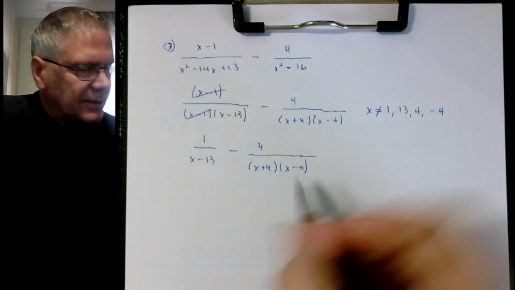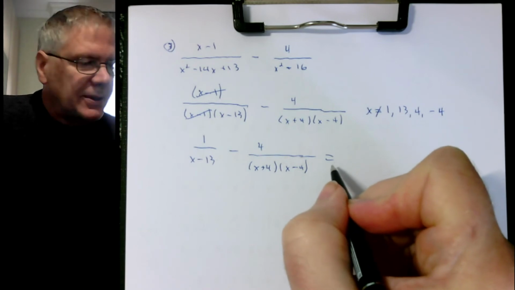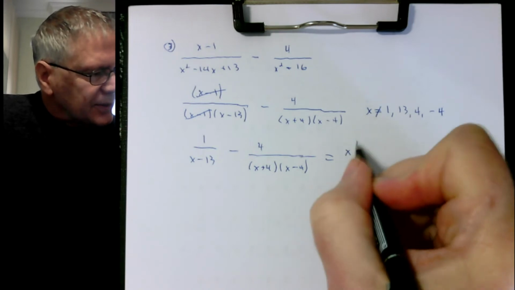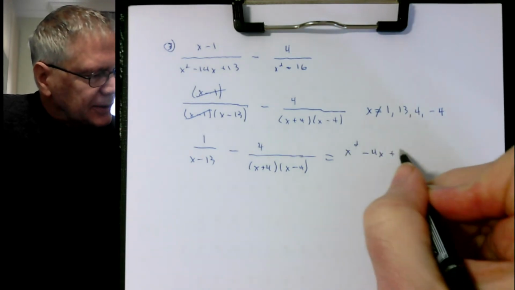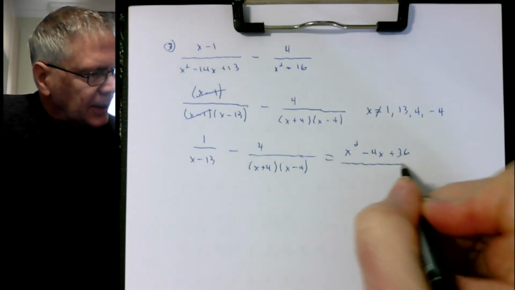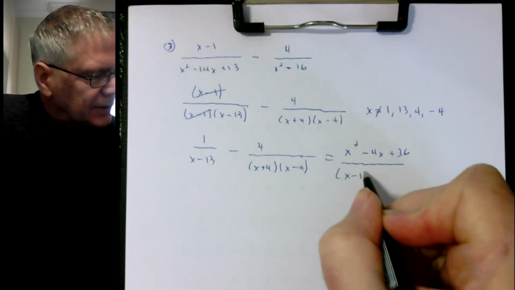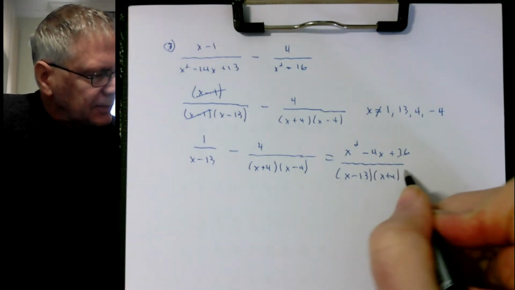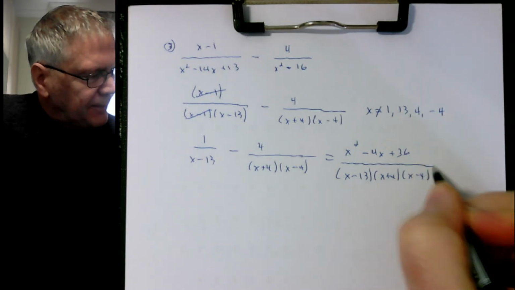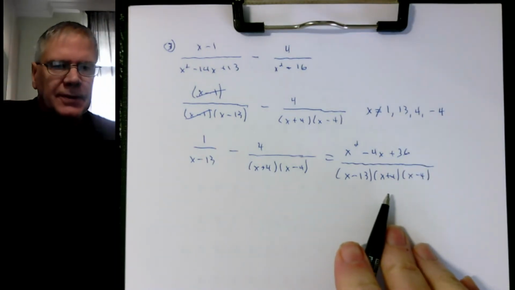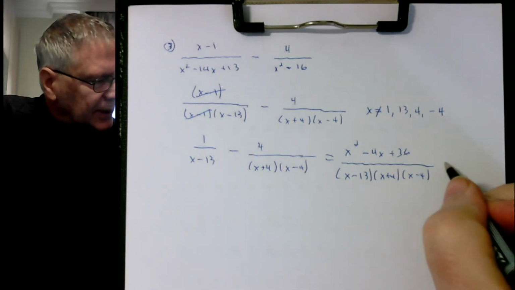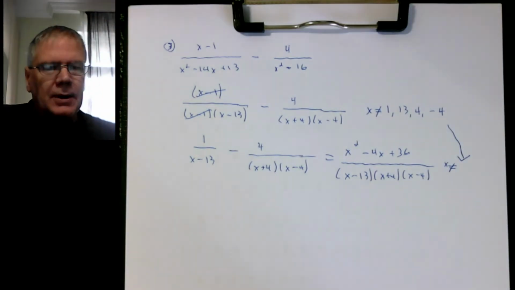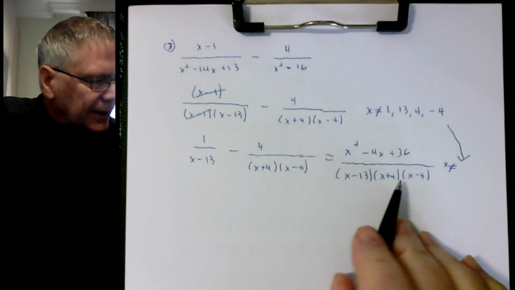Actually, I'll let you go through that. If you're working on these, you should be able to do this algebra. You'll get x squared minus 4x plus 36 over x minus 13 times x plus 4 times x minus 4. So this is an equivalent function as long as you are excluding these numbers here.